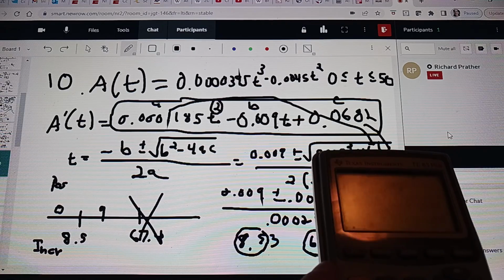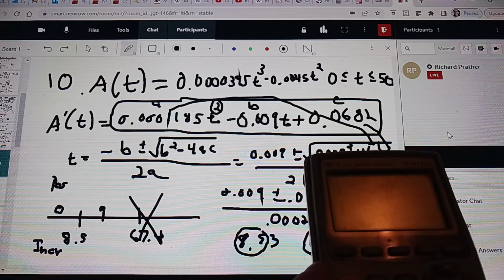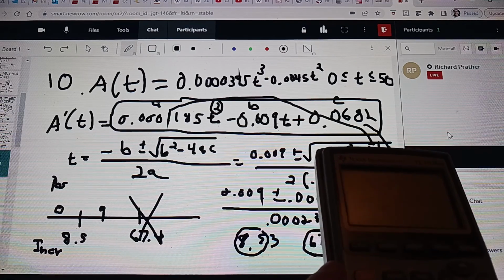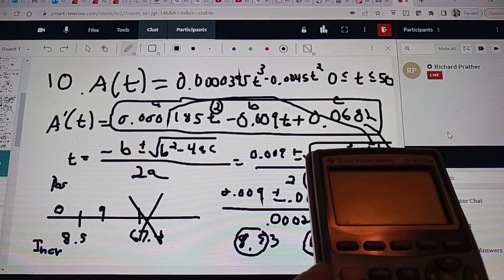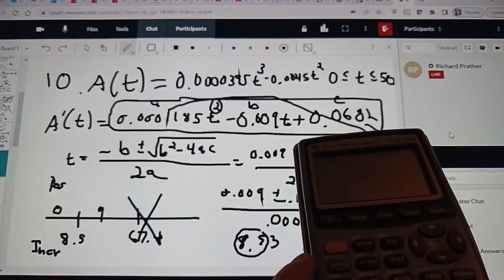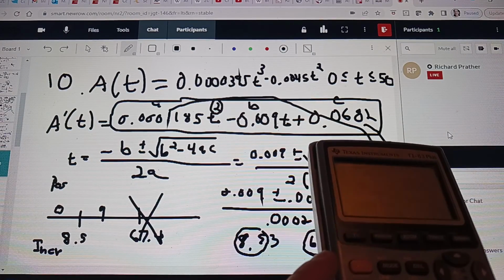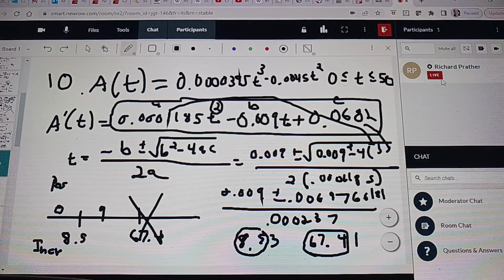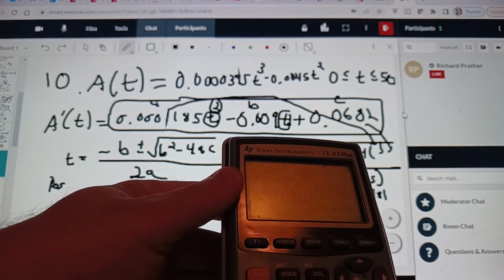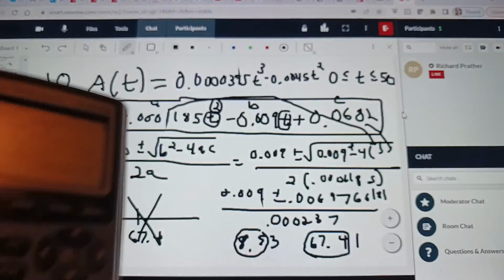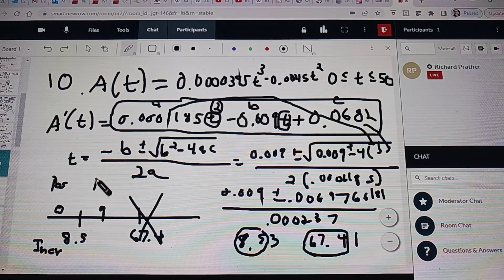So 0.0001185 times 9 squared minus 0.09 times 9 plus 0.682. So I just plugged a 9 in right here and right there. And just checking is the answer positive or negative? It's negative. Negative 0.03. It's a messy decimal, doesn't matter. It is negative. So then the graph is decreasing from 8.5.